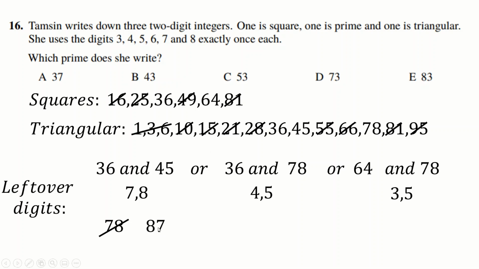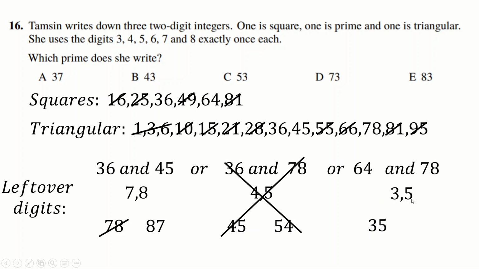It's divisible by 3 because the digits add up to 15, but I didn't think of that at the time. So here I can either make 45 or 54. Clearly neither of these are prime. This is even, and this is a multiple of 5, so not prime. So this can't be the setup. Here she can make 35 or 53.